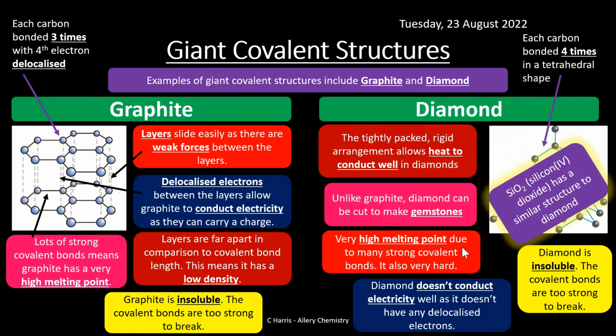Okay, so another example is silicon dioxide. This is sand, effectively, so SiO2. It has a very similar structure to diamond. So you might see in the exam, they might talk about silicon dioxide. That has a similar structure to diamond as well, the same properties. So that makes it quite easy to remember what's going on.